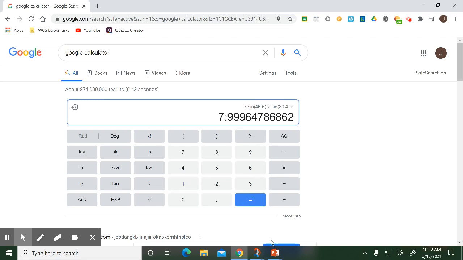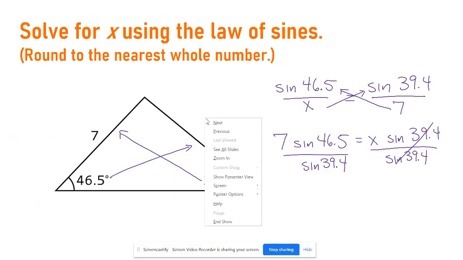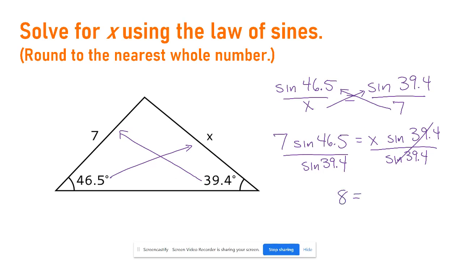So we are rounding to the nearest whole number. So when we do that, we are going to get x equals 8 because it was 7.99 whatever. Now that seems pretty reasonable. You always want to make sure your answer is reasonable. If the left side of this triangle is 7, it makes sense that the right side is 8. And you also know one thing you learn in geometry is longer sides are across from larger angles. So we would expect the side that's across from 46.5 to be a little bit bigger than the side that's across from 39.4.